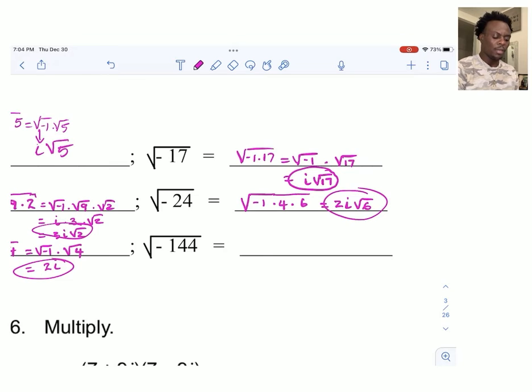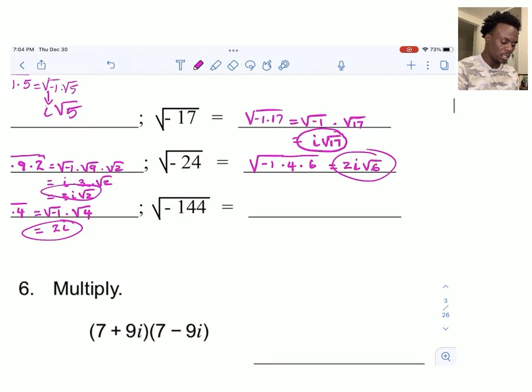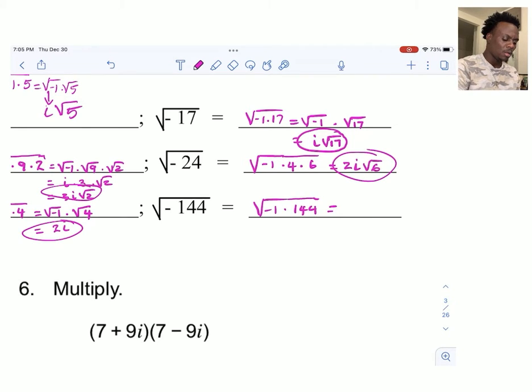Square root of -144. Square root of -144 is square root of -1 times 144, and 144 is a perfect square, so that's going to be easy. What do you multiply to get 144? That's going to be 12, so 12i.